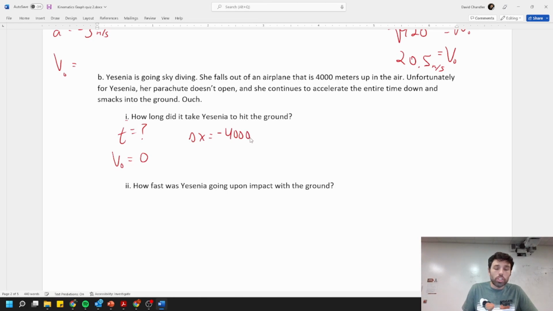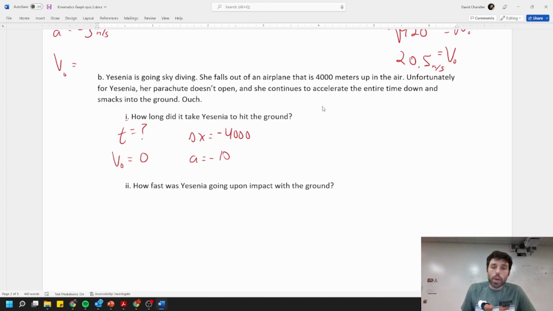Our change in position, right? In this case, it's a vertical change in position. She's way up in the air, 4,000 meters to start with initially. She lands, her final position is 0, the ground. So we subtract 0 minus 4,000 because she's going down to get our change in position or displacement. Well, she's on Earth, so we know that acceleration is also negative 10 because that's the acceleration due to gravity. And we're going to find time.